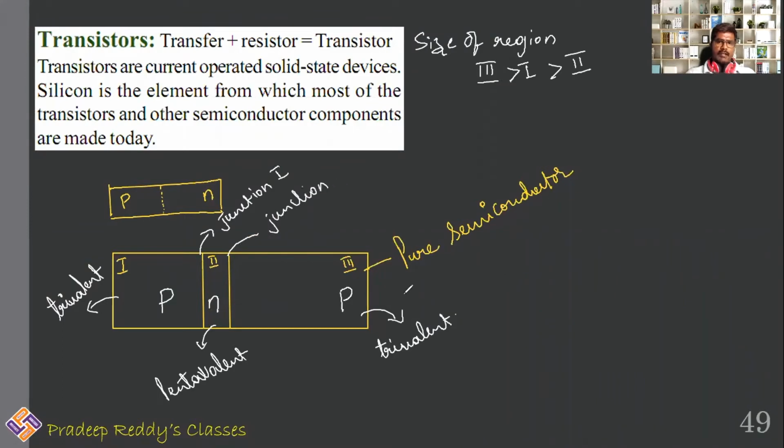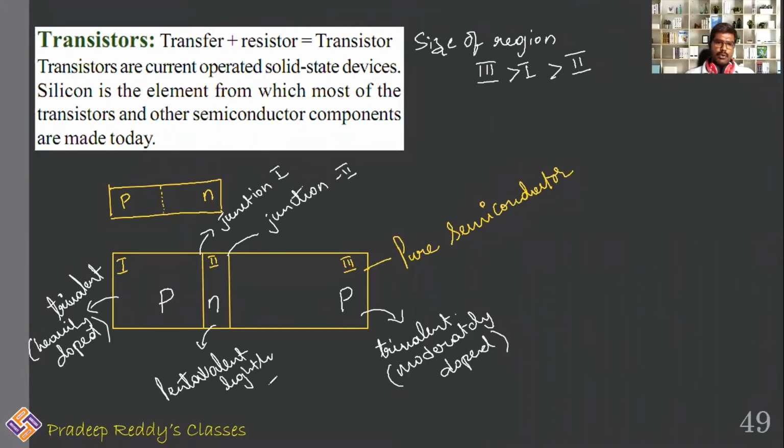And one more important thing which you should remember is that the first region, which you are doping with trivalent, is heavily doped. This region is heavily doped, this region is moderately doped, and this region is lightly doped, right?